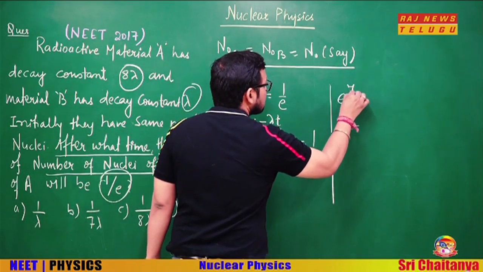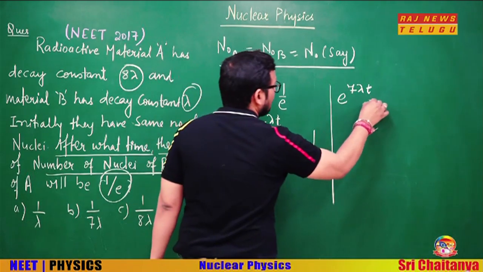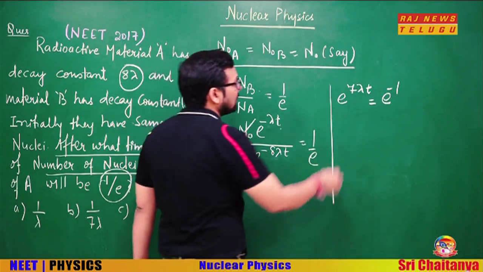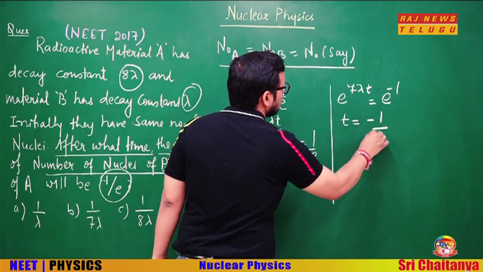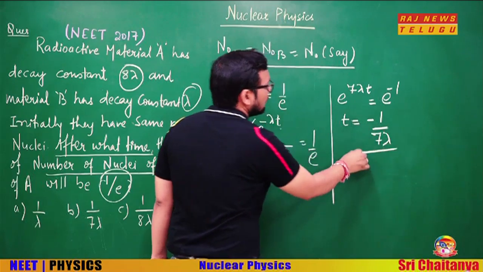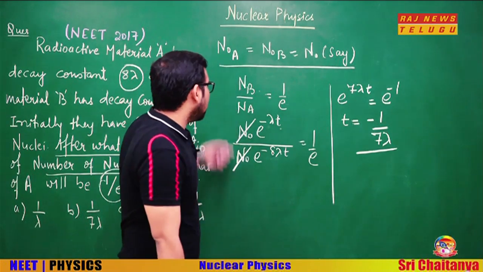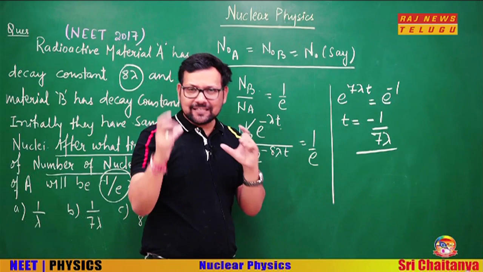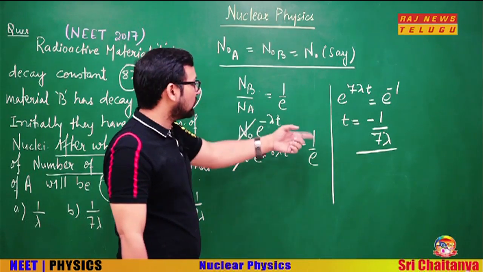It will be 7 lambda T, and this will be equal to e raised to power minus 1. So from here we can write T is equal to minus 1 by 7 lambda. There was a mistake in NEET that they asked NB by NA. That's why it was a dicey question. They should have written NA by NB, then the question would have been right.